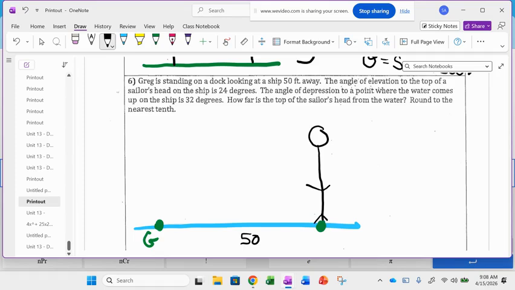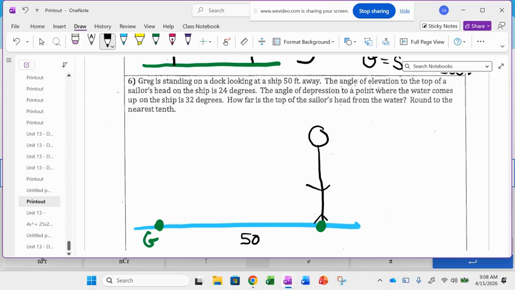Let's keep going. The angle of elevation to the top of the sailor's head on the ship is 24 degrees. We just talked about this. Don't draw this because it's still not right. Now the angle of elevation is coming from Greg looking at the sailor. Would I be able to make an angle of elevation here the way this is drawn? One line looking up, one horizontal, we would be good, right? But then there's more here. There's not just an angle of elevation.